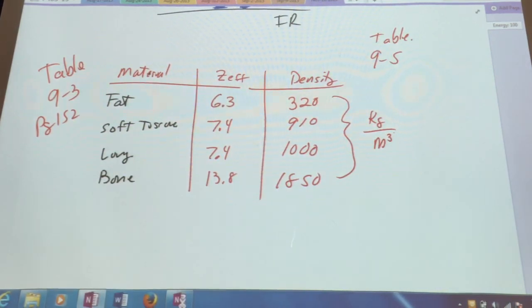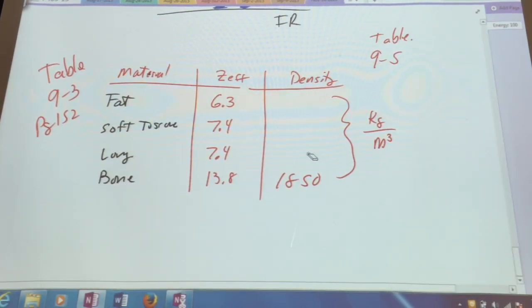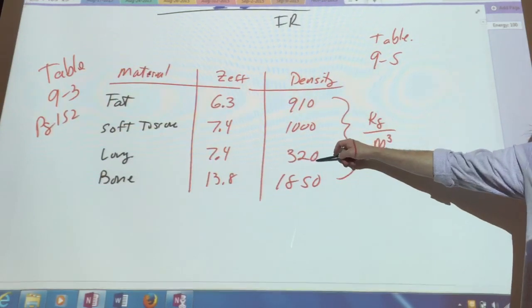You mixed up the fat and soft tissue. Oh, we switched the orders. How silly of them. Good catch. Soft tissue is 1,000. Fat is 910. And the lungs, there we go, 320. That's making a lot of sense, lungs being mostly air. Very low density, those lung things.